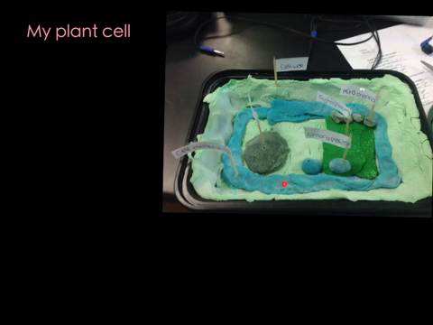Now we have this big round thing here. This is called the nucleus. The nucleus is like the brain of the cell, and it tells the other parts of the cell what to do.